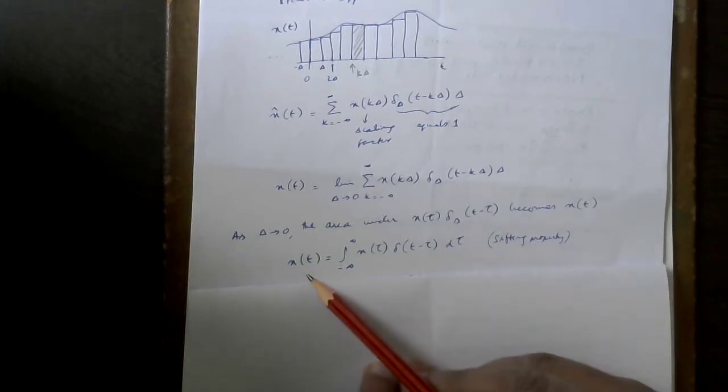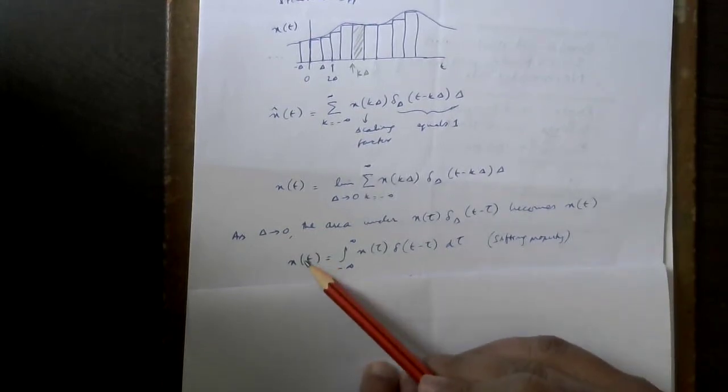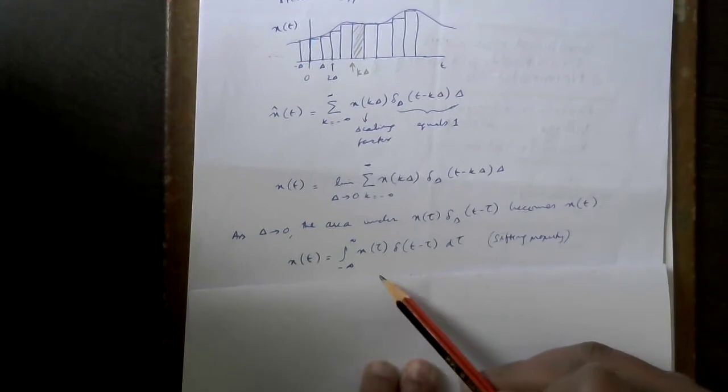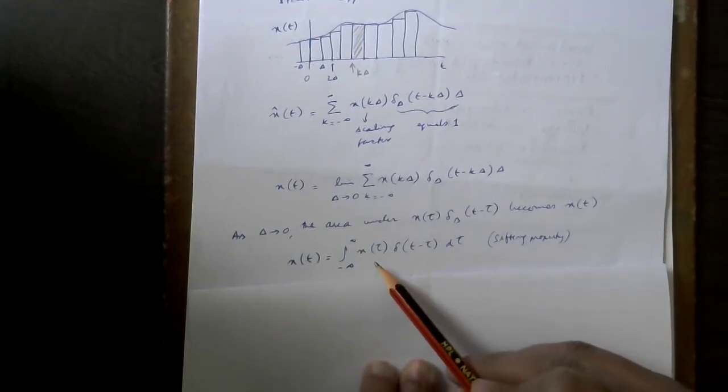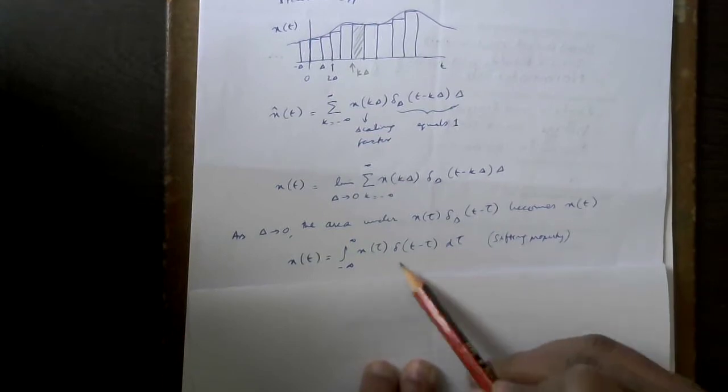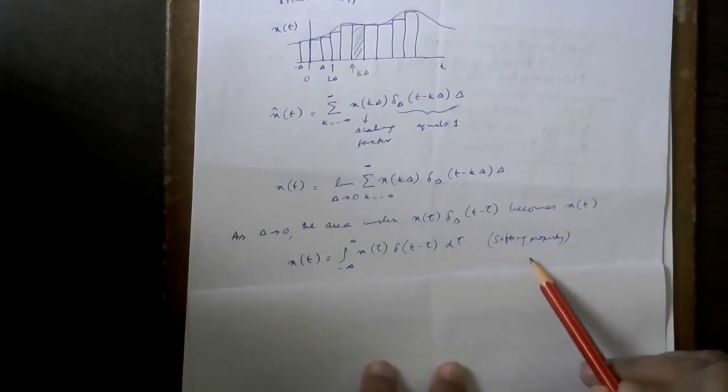So we are basically writing the given function x of t, which we want to approximate, as an integral combination of scaled and shifted delta functions. We have seen this earlier. This is nothing but the shifting property of the delta function.